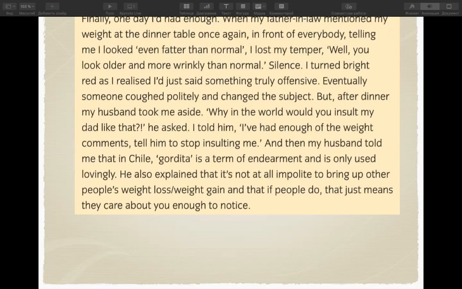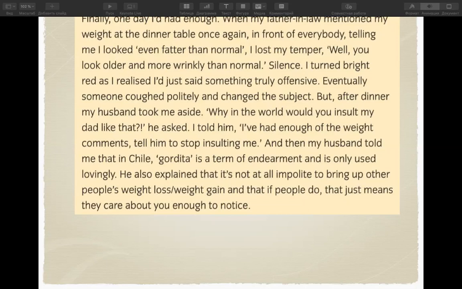Silence. I turned bright red, as I realized I just said something truly offensive. Eventually, someone coughed politely and changed the subject. But after dinner, my husband took me aside.